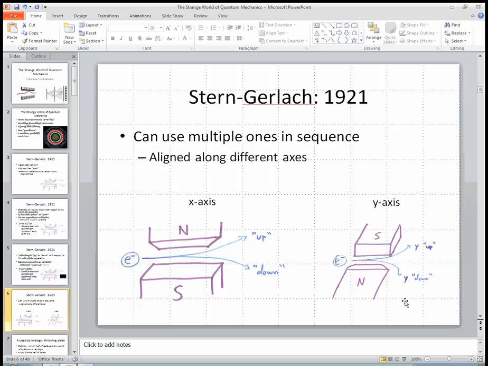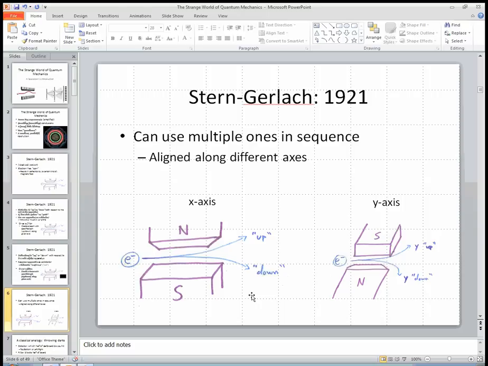I think I mislabeled these. It doesn't really matter with respect to the S and the N. One of them is what we're going to call y up, and the other one we'll call y down. It's not really important which is which. So when we choose to measure in the y direction, we get two answers as well. And when we choose to measure in the x direction, we get two answers as well.